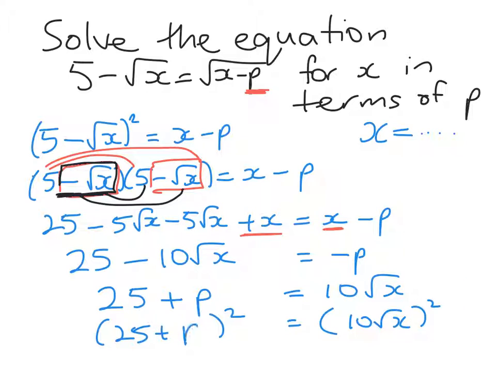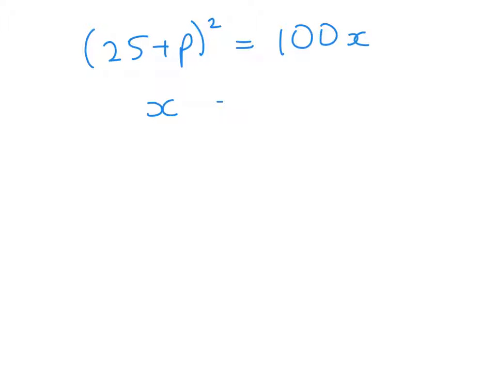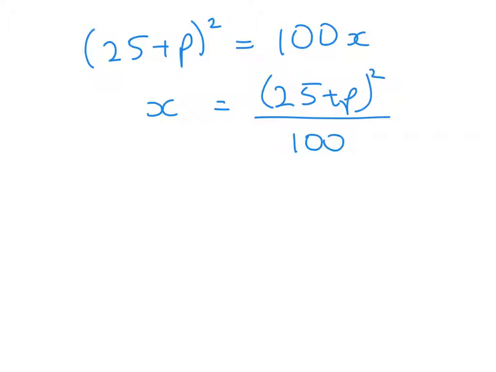And I'm going to do that on a new slide. So we have 25 plus p squared is equal to 100x. x is equal to 25 plus p squared divided by 100.